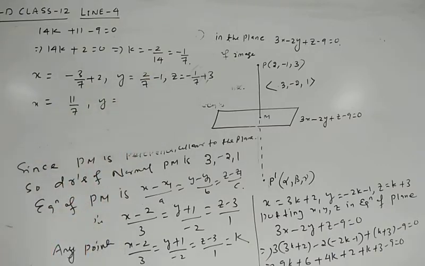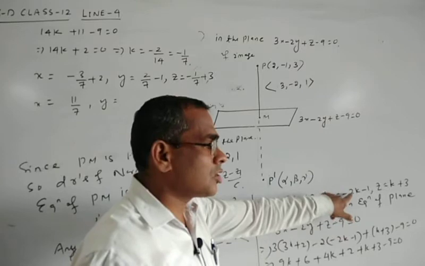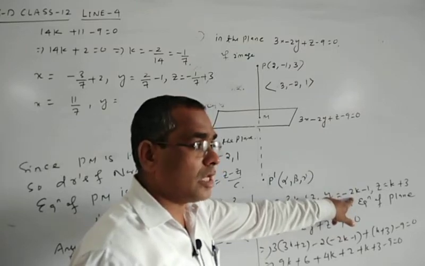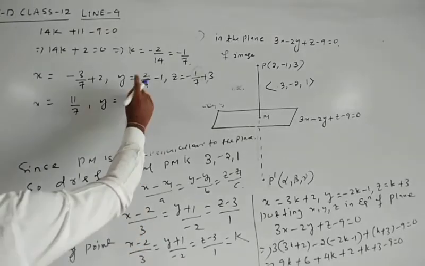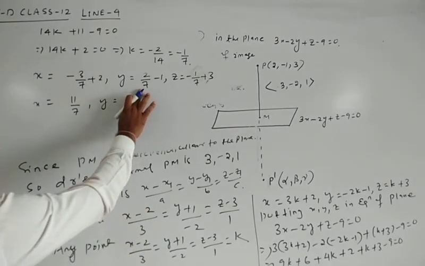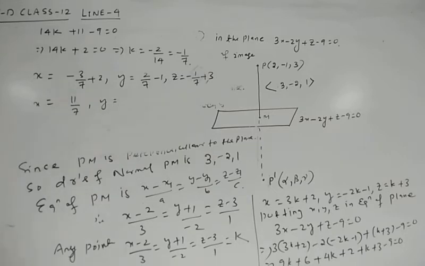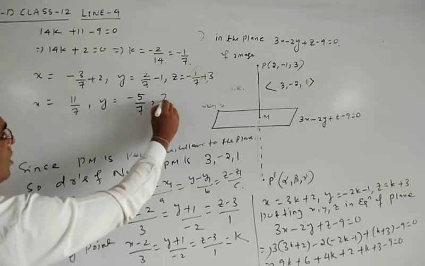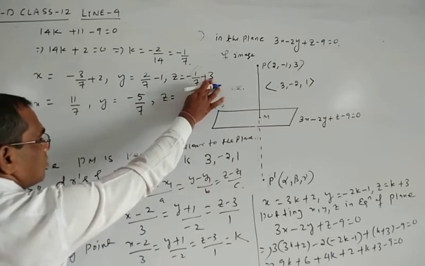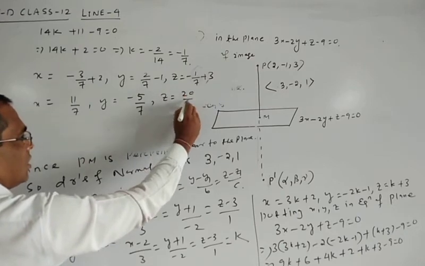So here y is equal to minus 2k minus 1, and k is minus 1 by 7. So minus 1 by 7 into minus 2 is plus 2 by 7, minus 1. So 2 minus 7 gives minus 5 by 7. And z is equal to 7 into 3 is 21, 21 minus 1, so 20 by 7.